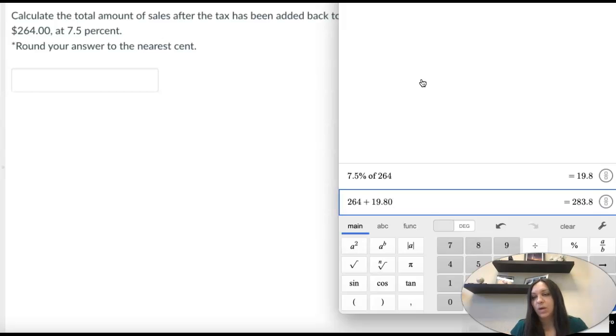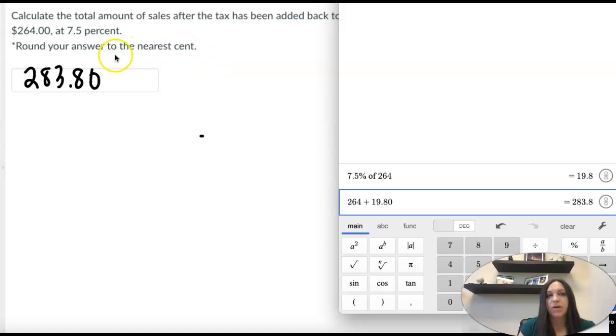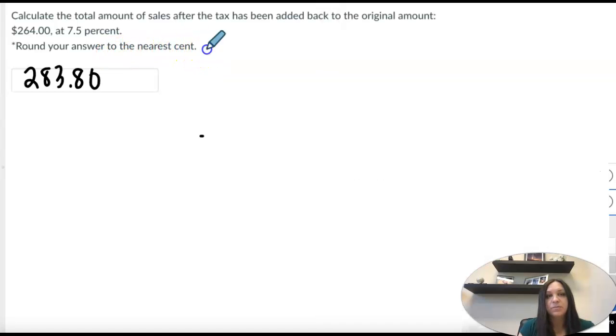So again, when we go to check out, the total is actually going to be $283.80. Remember, when we're rounding to the nearest cent, there need to be two numbers after the decimal. If you're on a budget and can't spend more than a certain amount, it's really good to know what your sales tax is going to be, because we paid more than we thought we would when shopping.